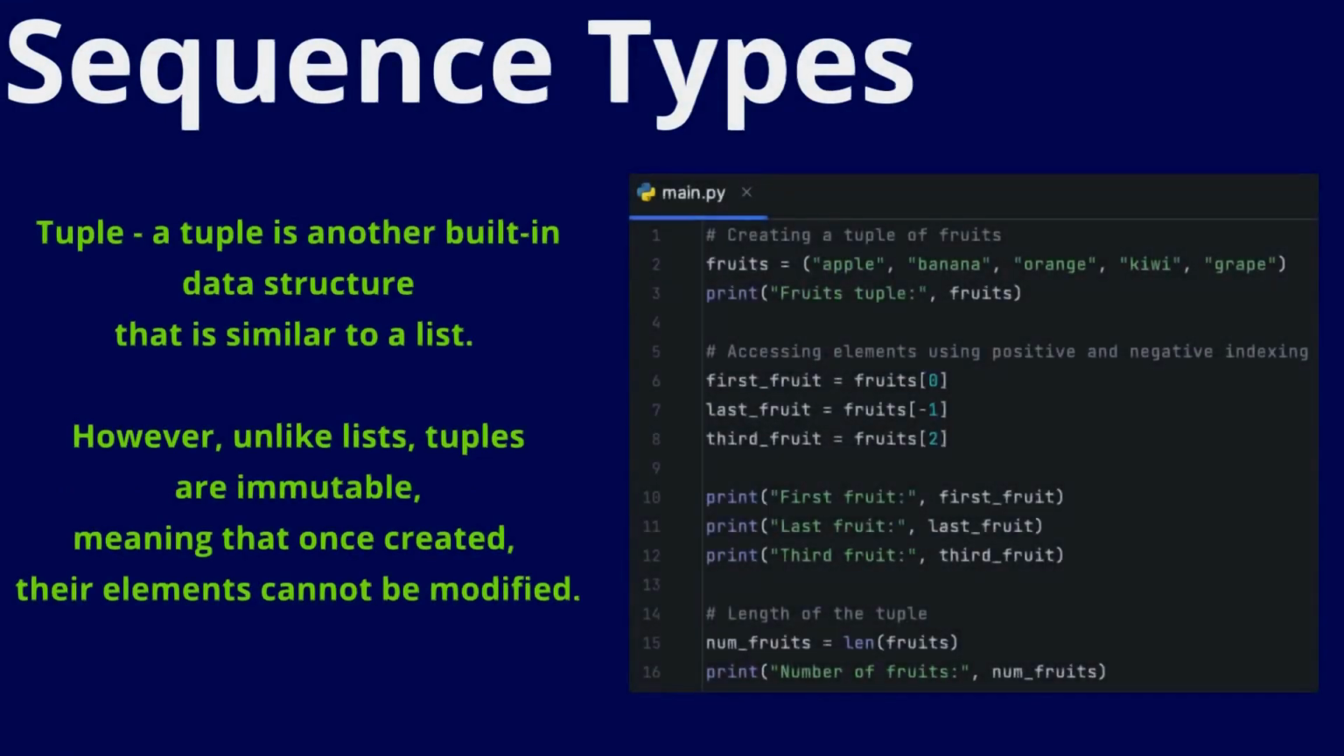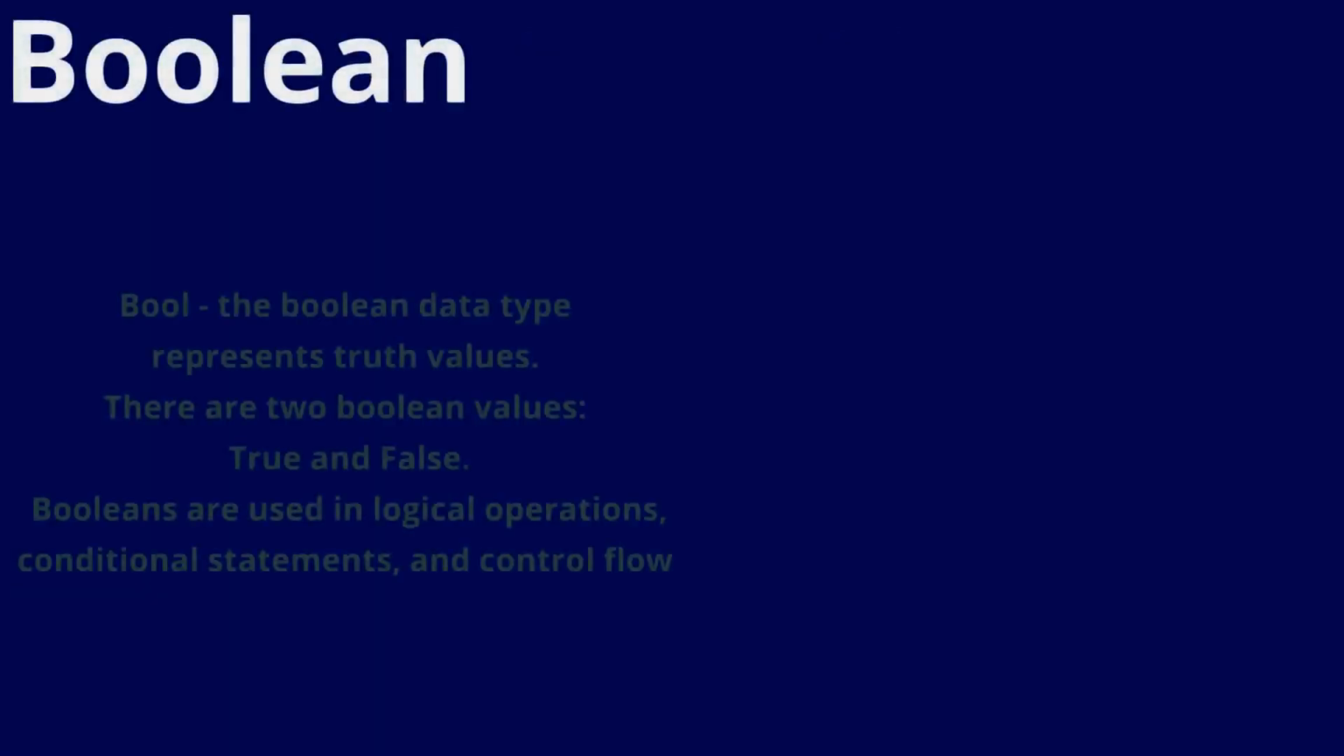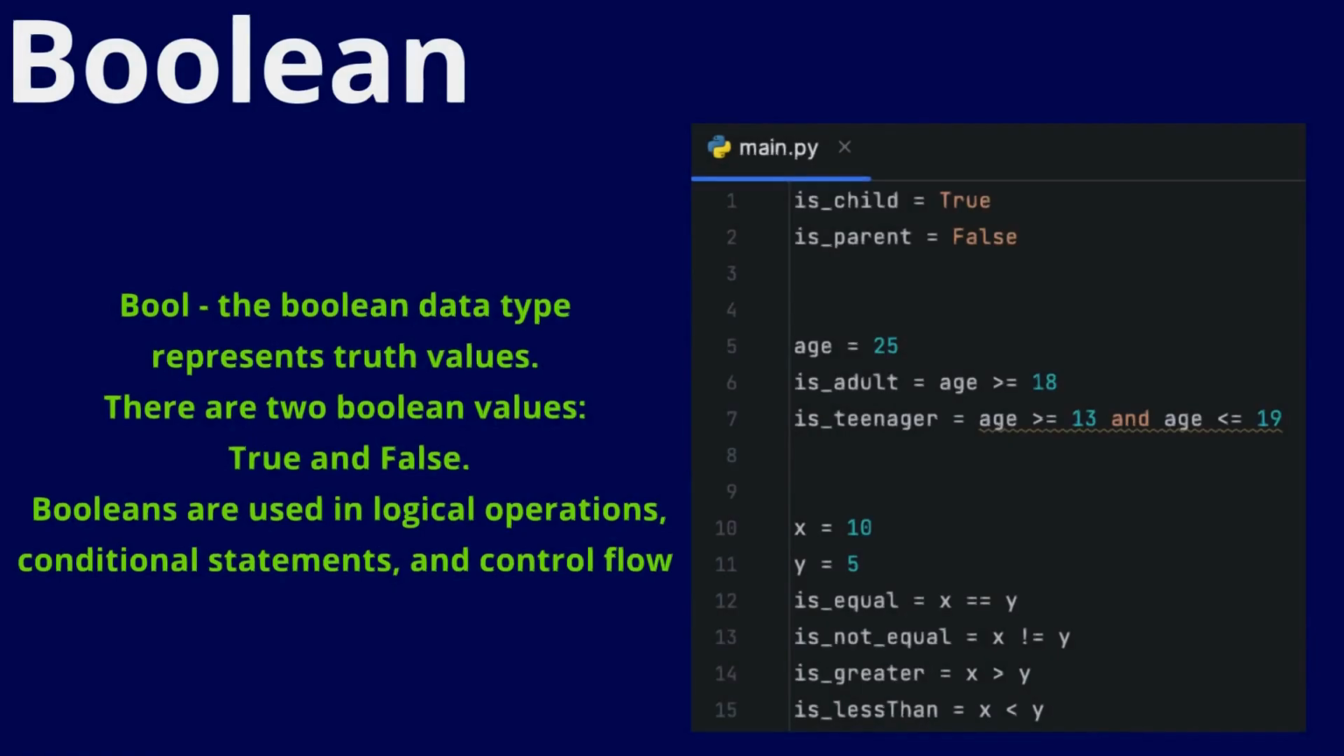Tuple. A tuple is another built-in data structure that is similar to a list. However, unlike lists, tuples are immutable, meaning that once created, their elements cannot be modified. Tuples are represented by comma-separated values enclosed in parentheses. They are often used when you want to store a collection of values that should not be modified. They can also be used to represent a group of related values where the order and structure of the elements are required.